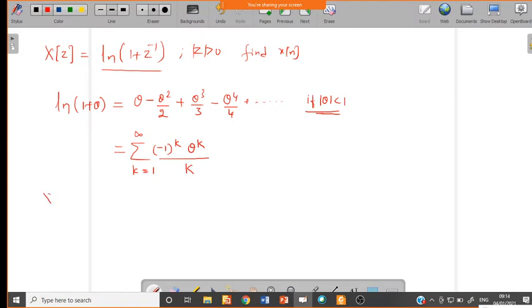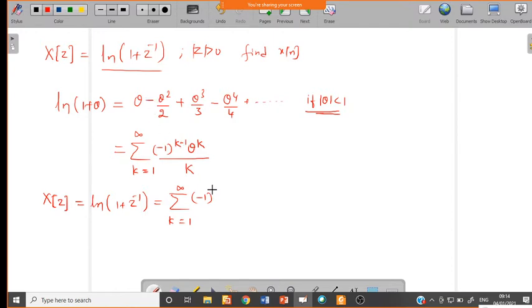So now we can write X of z, which is equal to ln of 1 plus z inverse. We can write this as summation k equal to 1 to infinity of (-1) power, sorry, here k minus 1 is there. You can see here, if you put the value of k equal to 1, this will become 0 and this power will become 0 and it will become plus 1. Now if k equals 2, 2 minus 1 is 1 and it will become minus.